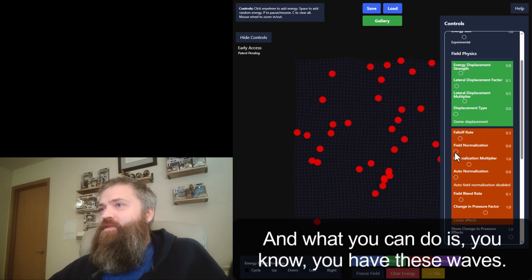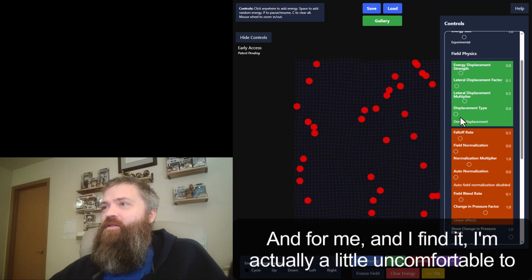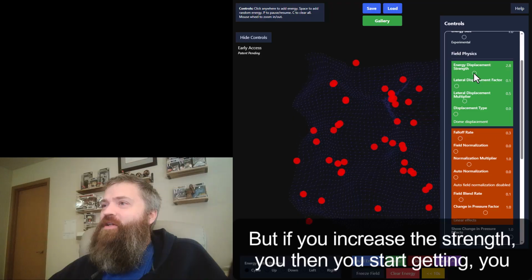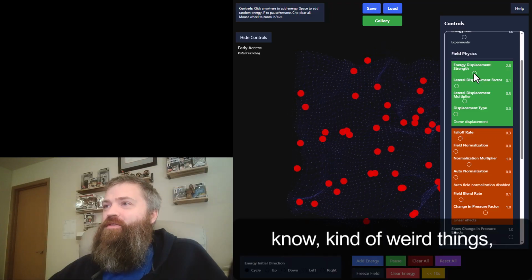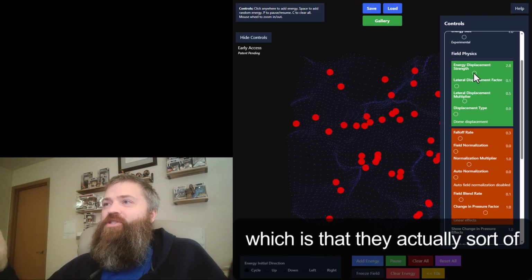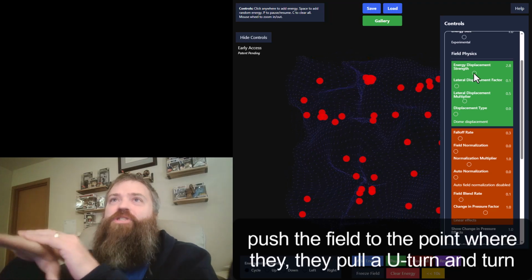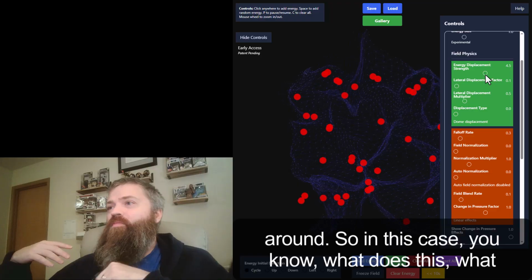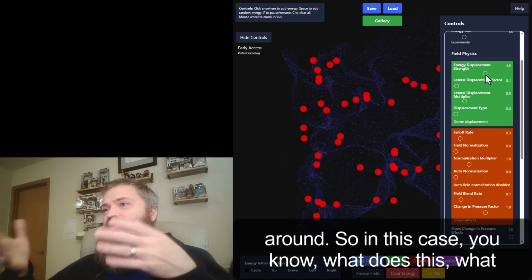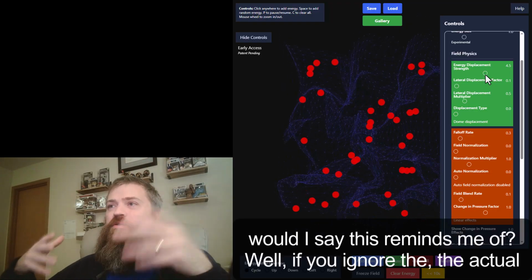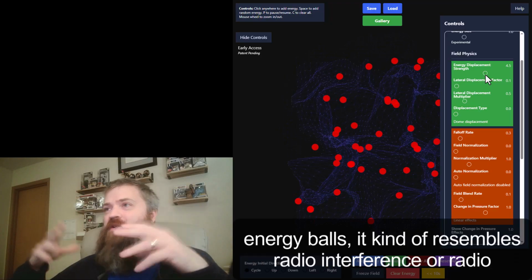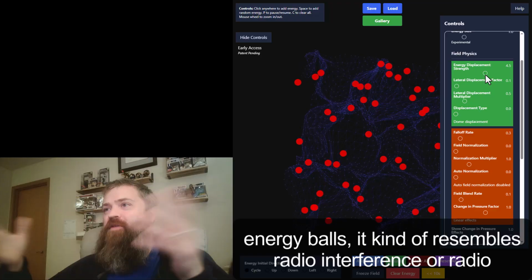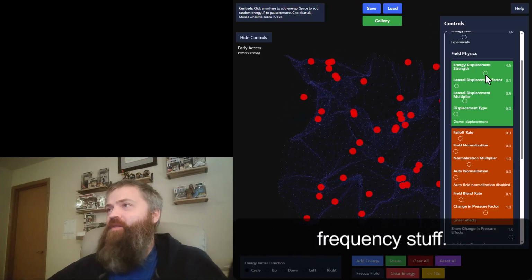What you can do is, you have these waves, and I find them a little uncomfortable to look at. But if you increase the strength, then you start getting kind of weird things, where they push the field to the point where they pull a U-turn and turn around. What would I say this reminds me of? Well, if you ignore the actual energy balls, it kind of resembles radio interference or radio frequency stuff.